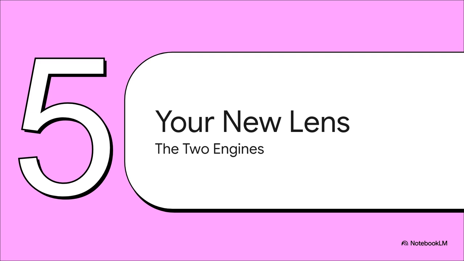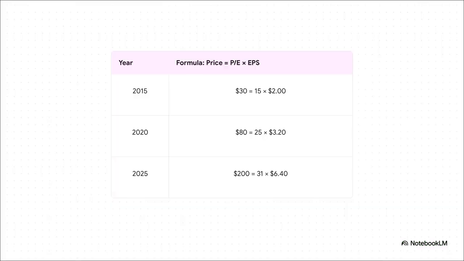So there you have it. A new, much more powerful lens to look at any stock. You're not just looking at a price anymore, you're looking at the two engines that actually create that price. And this table really just puts it all together perfectly. You can literally see the formula playing out over a decade. Back in 2015, a PE of 15 times earnings of $2 gave you a $30 stock. Fast forward to today, a much bigger PE of 31 combined with earnings that have tripled to over $6, that's how you get a $200 stock. Both engines had to work together to give you that incredible return.